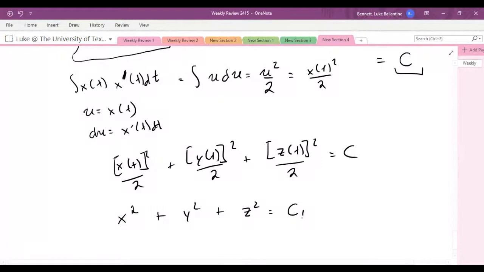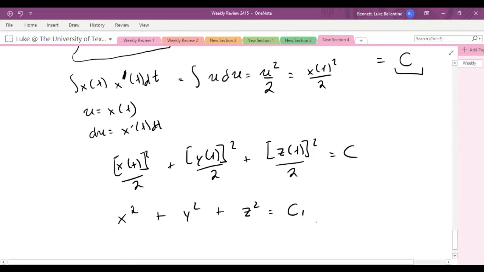That's a sphere. The x component squared plus the y component squared plus the z component squared equals some constant. By definition, that is the standard form of a sphere. So we have showed it.